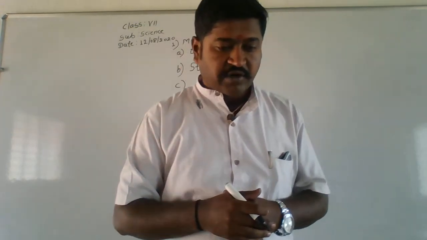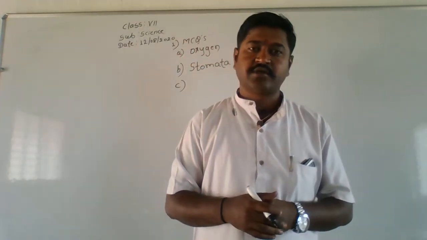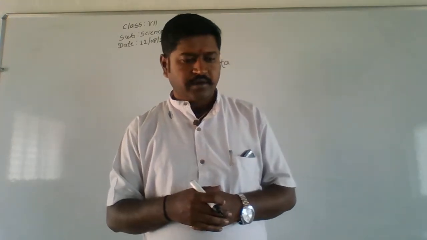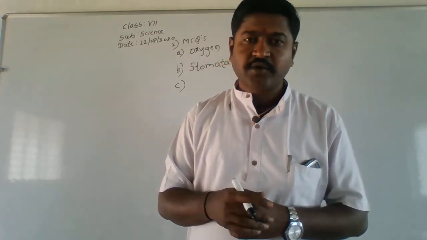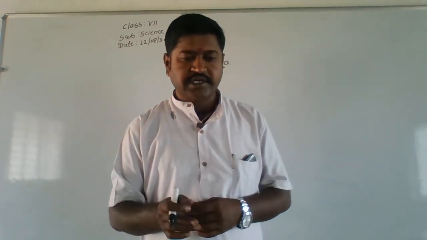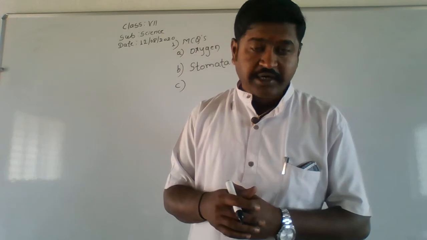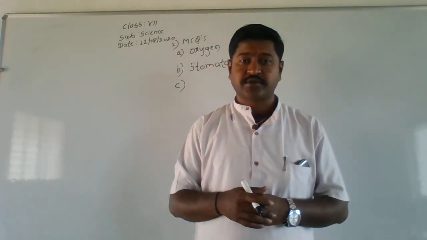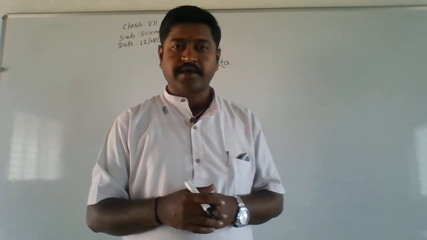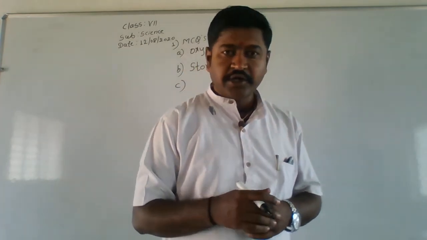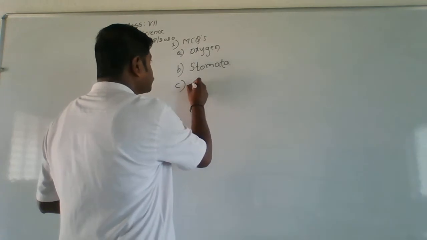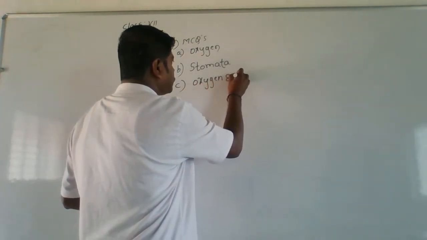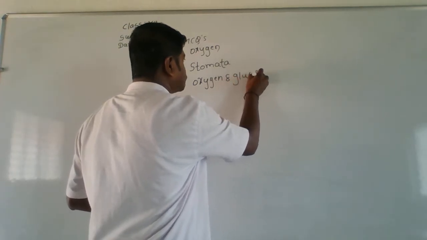Then third, that is C. The end products of photosynthesis are, so what are you going to obtain once photosynthesis is done? First one, oxygen and glucose, second oxygen and carbon dioxide, third carbon dioxide and starch, fourth starch and carbon dioxide. So which is the answer here? It is oxygen and glucose.